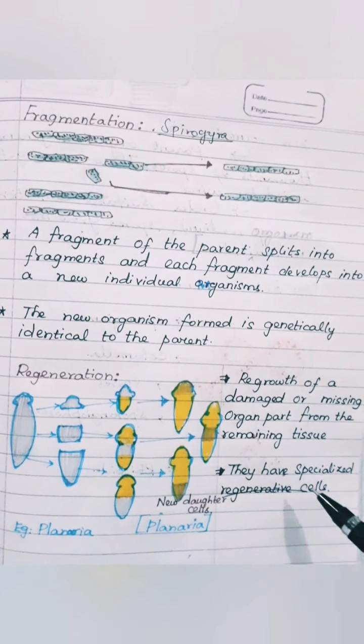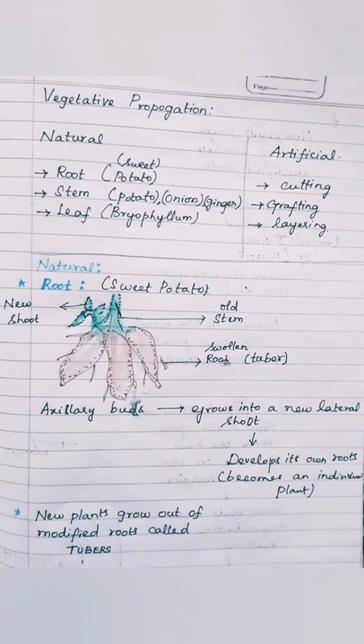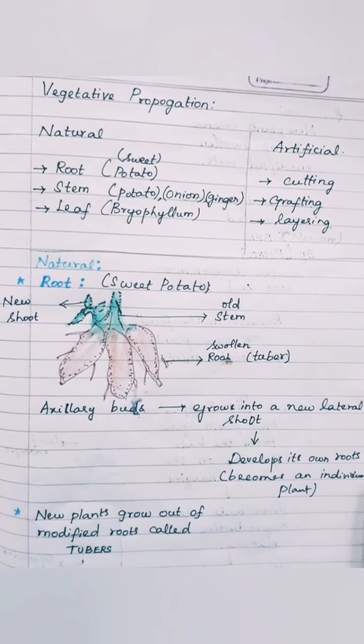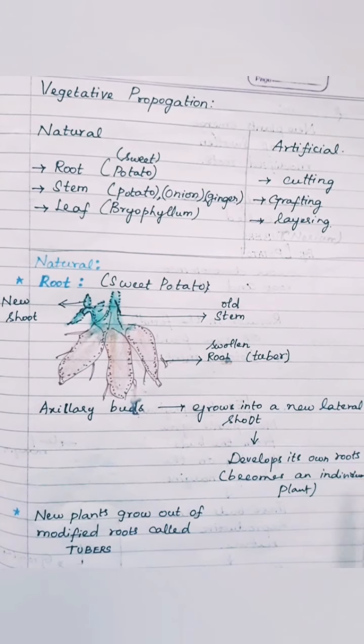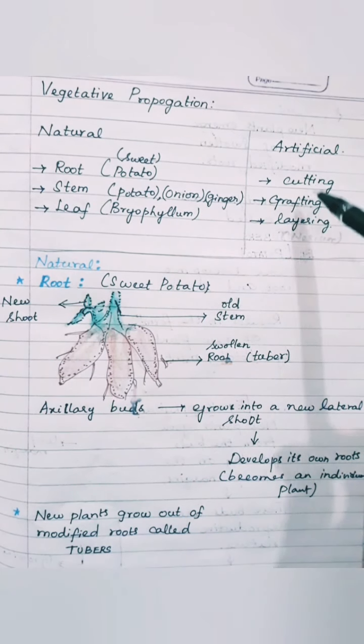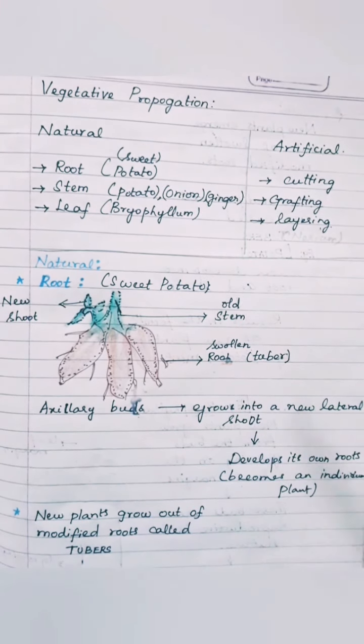So these specialized regenerative cells are responsible for the regrowth of a damaged or missing organ part from the remaining tissue. Now, going to vegetative propagation. This vegetative propagation occurs in plants. As I have mentioned, there are 2 ways in which vegetative propagation occurs. One is natural and the other one is artificial. Natural is that it occurs by itself. There is no human interference in that. Whereas in artificial, human interference will be there. We will be doing that method to propagate new plants.